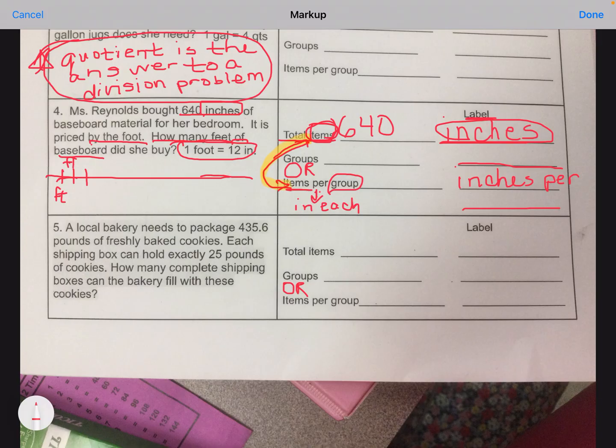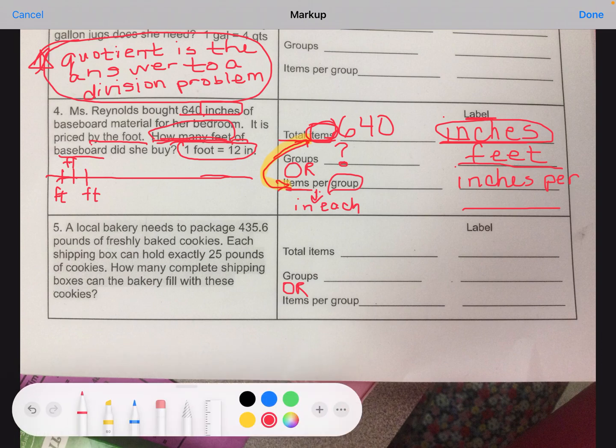Foot. 1 foot for each mark, right? So I'm grouping them into feet because remember, it's sold or priced by the foot. So I need to know how many feet. Well, if I need to know how many feet, that means I don't know how many feet, right? What I do know, we got a lot of writing on this, so let's erase it.